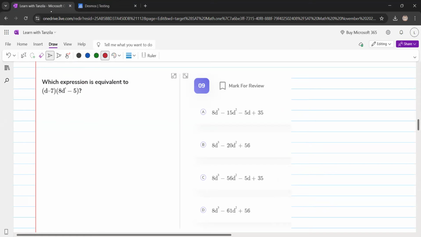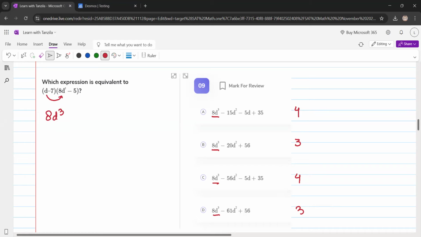First of all, if you have no idea at all, do the Desmos. What else can you do? But if you can understand a little, you see, here you have three terms, here you have 4, here you have 4, here you have 3. Now, everywhere you have 8d cube, that means you are going to get 8d cube. You just need to multiply d with 8d square, that gives you 8d cube.